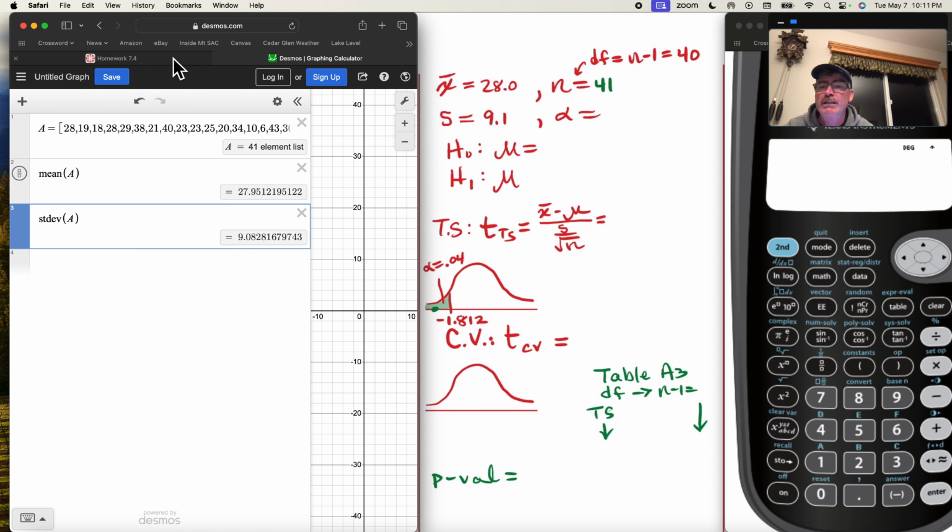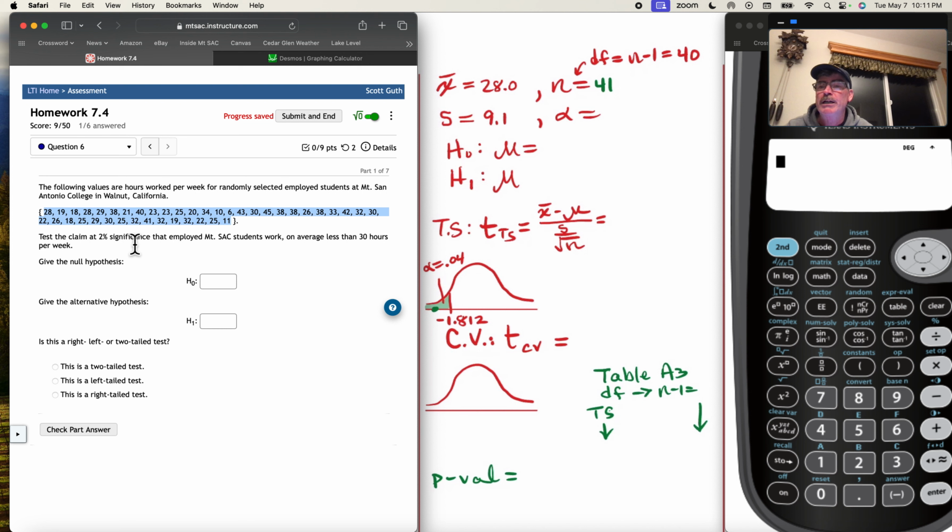Okay, now let's jump back to our problem here. These are the number of hours worked per week, and it says test the claim at 2% that Mount SAC students work on average less than 30 hours per week. So the mean is less than 30 is the claim. The mean is equal to 30 is the null hypothesis. The alpha value, it says 2% significance, so alpha is 0.02.